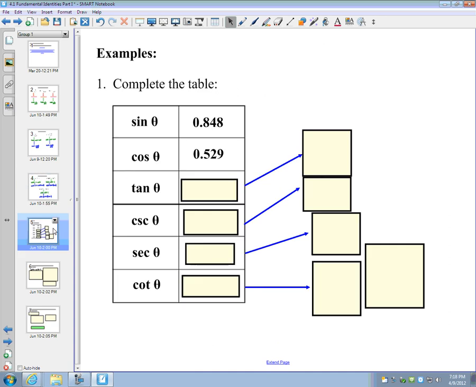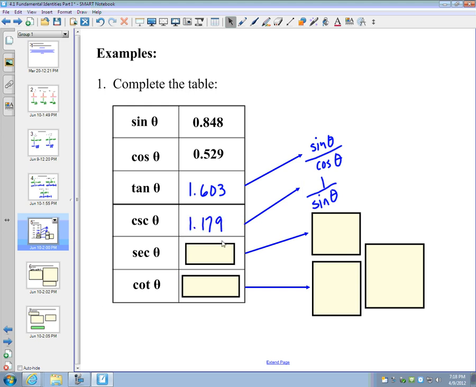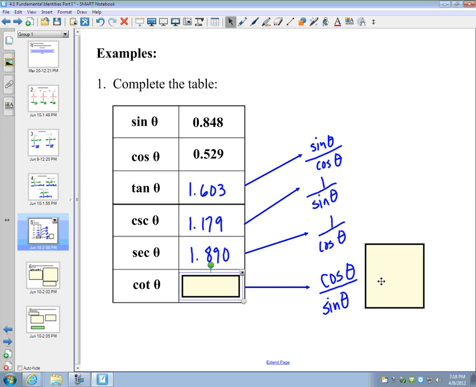How we use these. If we know sine and cos, we can get tan because we know that tan is equal to sine over cos. So we just go 0.848 divided by 0.59. We can solve for tan. And I went through and did similar things here using identities and things that we know. If we're given one value, we can find the others.